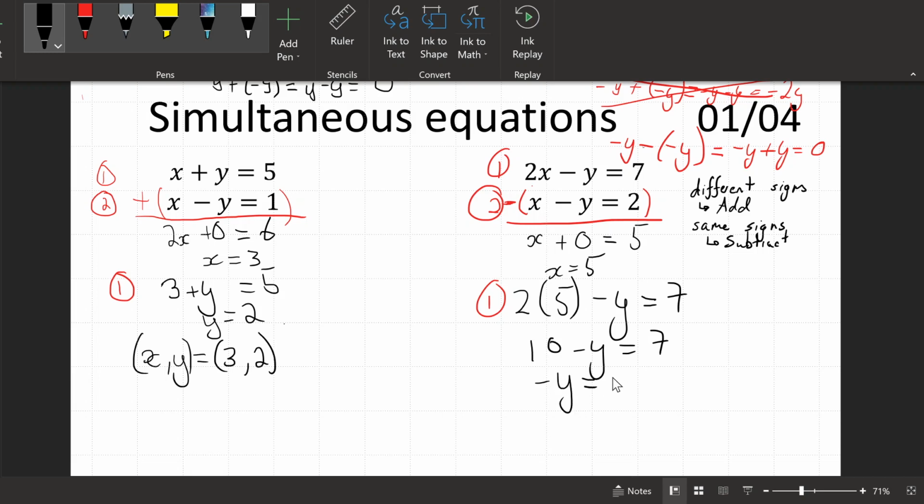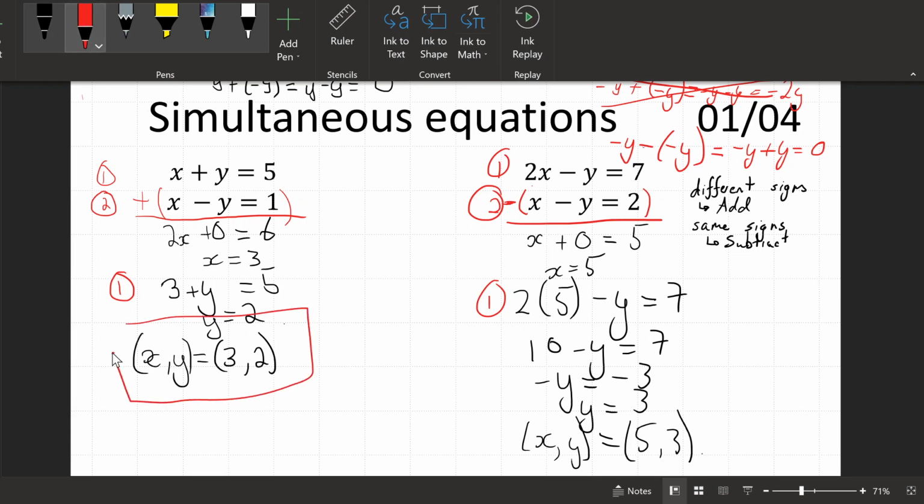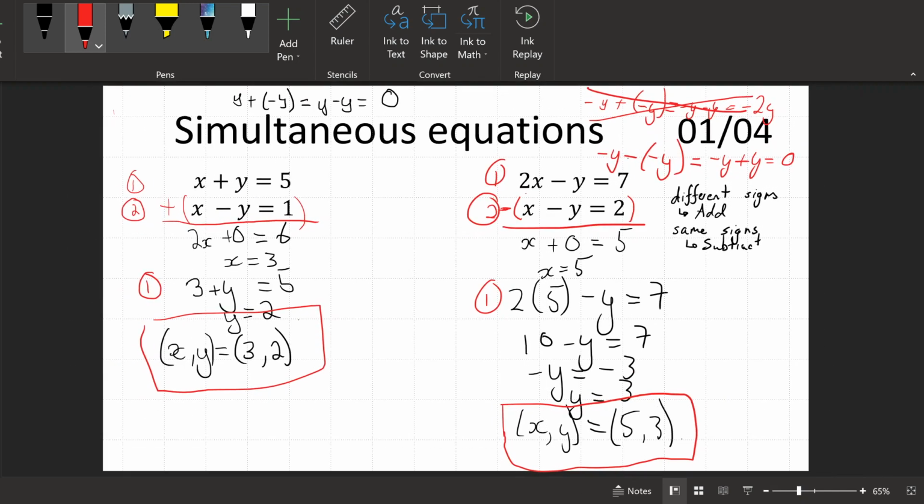Minus y equals minus 3. So y equals 3. Okay, so let's just pop that into coordinate form there. x comma y equals 5 comma 3. Great, okay. So this is when we don't need to do anything to our coefficients, but we remember from yesterday, we don't always have the same coefficients, do we? So I'd say pause this video, take down these notes, and then I'll move on, okay?